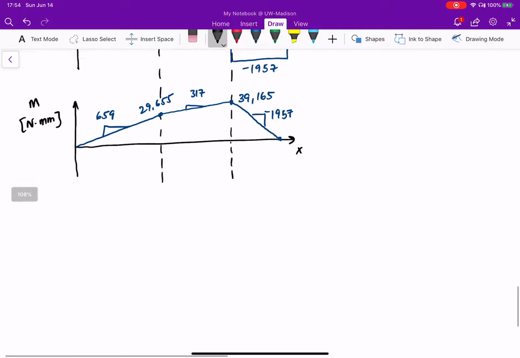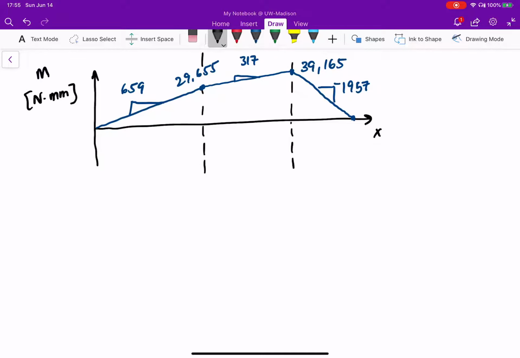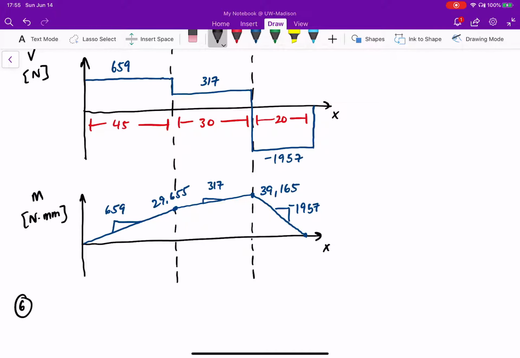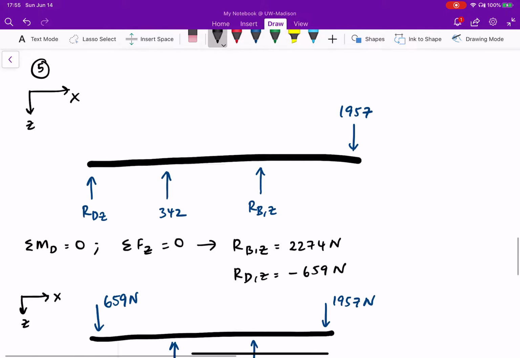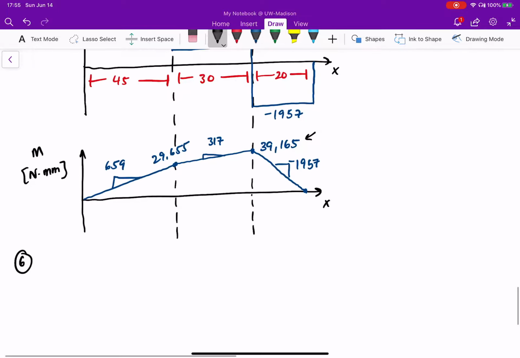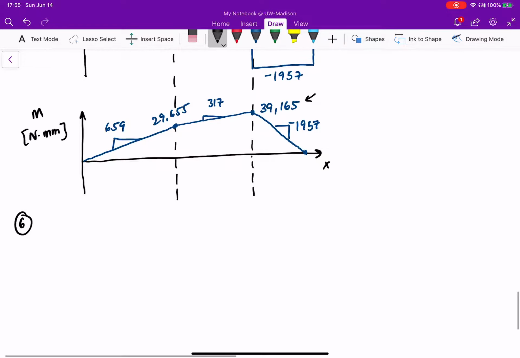So now we'll go to part 6, where we need to figure out what the maximum bending moment is. Now, just by looking at the bending moment diagrams, at least in one direction, if it was just one plane, you would say, okay, 39,165 Newton millimeters is the highest value because you have 29,000, 39,000, and then 25,000, 14,000. So obviously you would say 39. But because this is acting in 2 planes at the same point on the shaft, things are a little different. So we have the max bending moment.